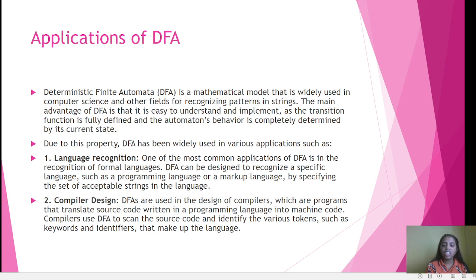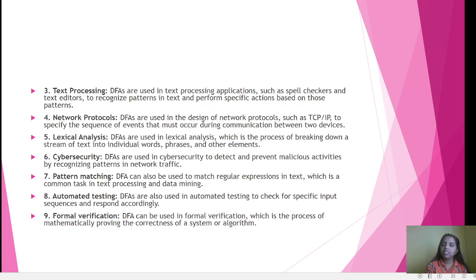Compiler design. DFAs are used in the design of compilers, which are programs that translate source code written in a programming language into machine code. Compilers use DFAs to scan the source code and identify the various tokens, such as keywords and identifiers, that make up the language. Text processing. DFAs are used in text processing applications such as spell checkers and text editors to recognize patterns in text and perform specific actions based on those patterns.